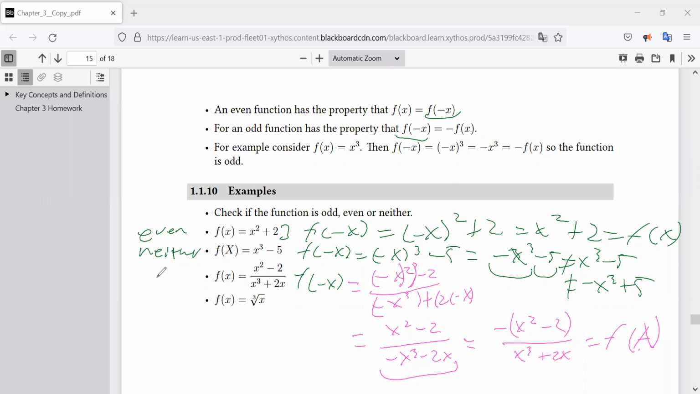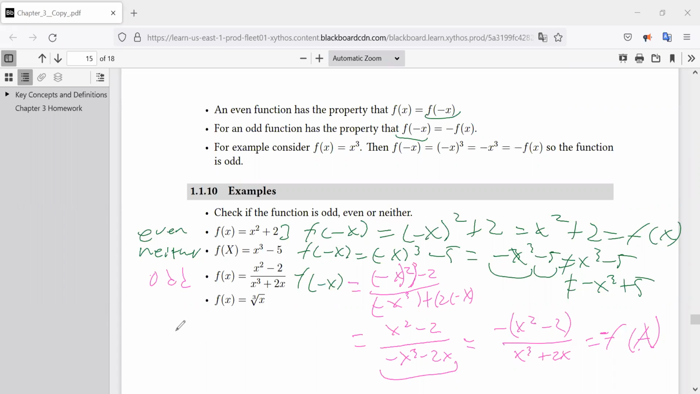So what does that tell me this is? Would this be odd? Exactly. Odd, because we have negative f of negative x is equal to negative f of x. Even if I wrote it kind of ugly there, sorry about that.